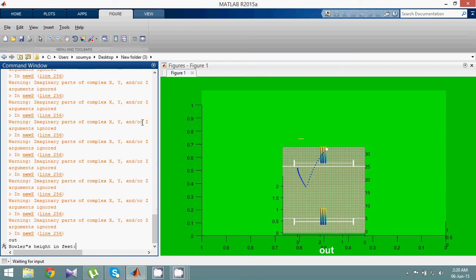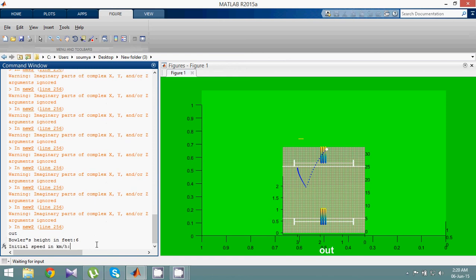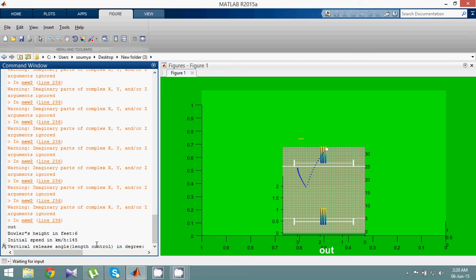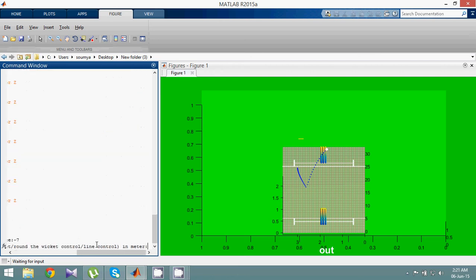As you can see, it's out, right? And then the input is going to come automatically. I use another portion. I use the height and speed same, and the vertical release angle is also same. What I'm going to change is the position of the delivery release from the pitch. So I'm going to use a round the wicket delivery to show. So I use that is 0 and that is 3.6, right? So I use 0.5.